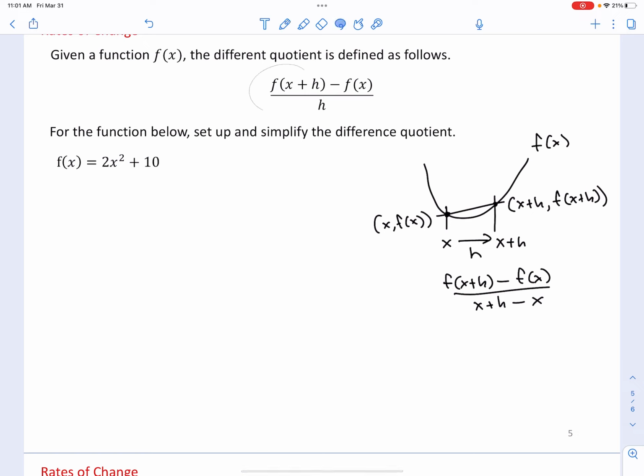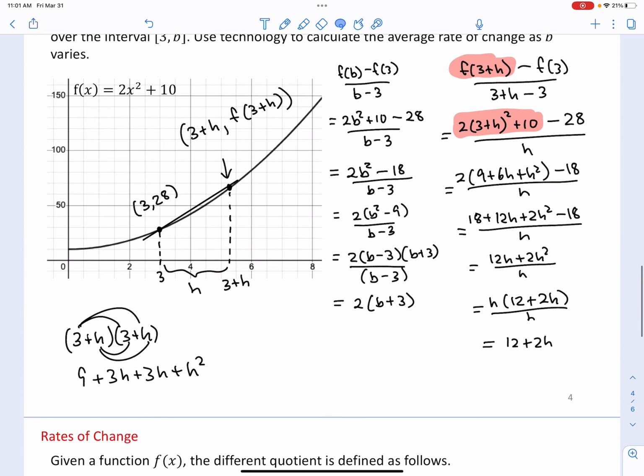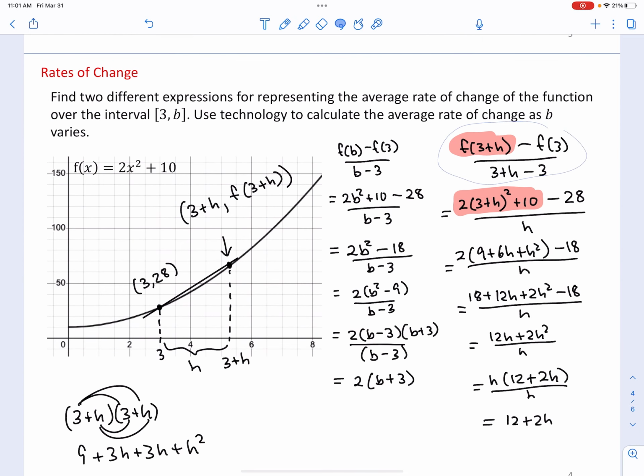Hence, we get this expression you're seeing up here, which is called the difference quotient. For the function below, set up and simplify the difference quotient. Now, this function is the same function we've been working with, and the work we do here is going to be very similar to the work we did right here, except we're not going to use 3, we're going to replace the 3 basically with x, keep it general still.